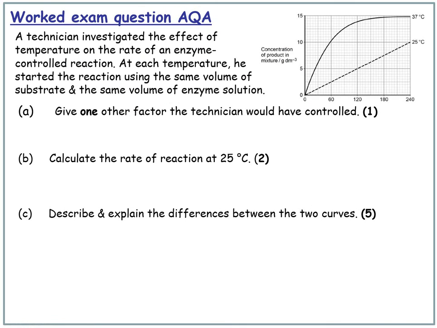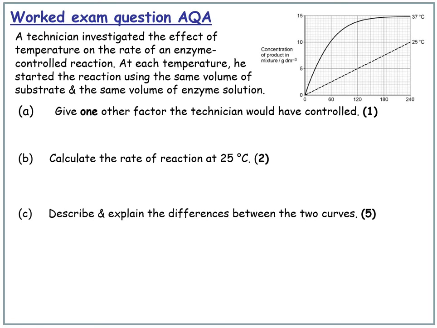Okay, now looking at a worked exam question from AQA. A technician investigated the effect of temperature on the rate of an enzyme-controlled reaction. At each temperature, he started the reaction using the same volume of substrate and the same volume of enzyme solution. Give one other factor the technician would have controlled.